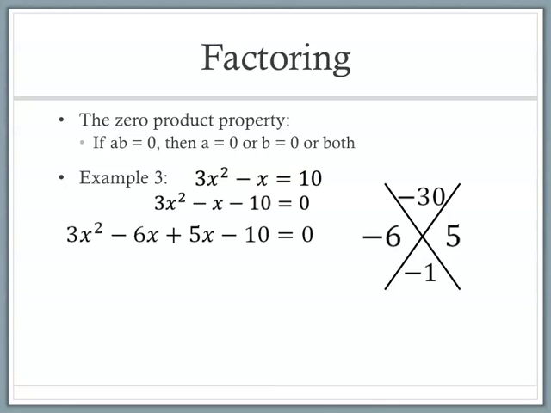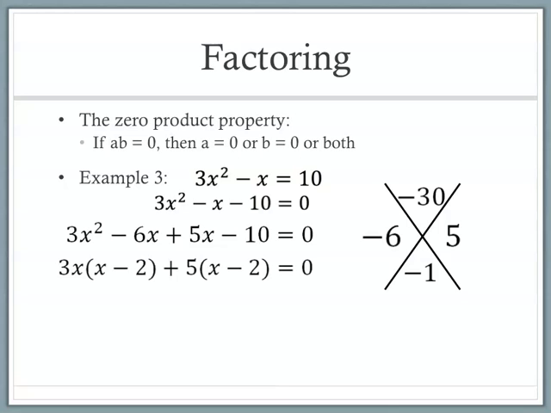After you've split the middle term, the next thing you want to do is factor by grouping. So you're going to take the first two terms and factor out the GCF. In this case, that would be 3x. You take the last two terms and also factor out a GCF. That would be a 5. So you're left with 3x times (x minus 2) plus 5 times (x minus 2).